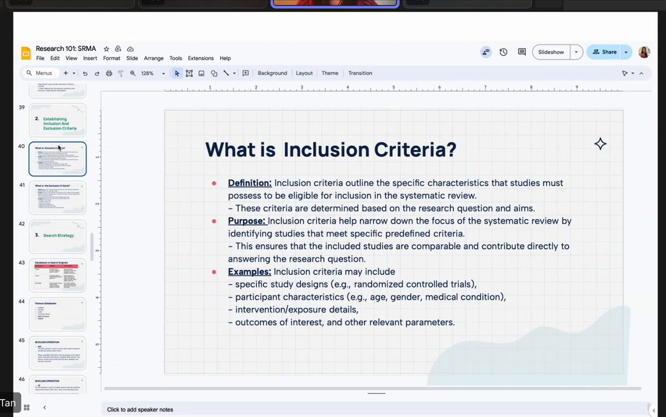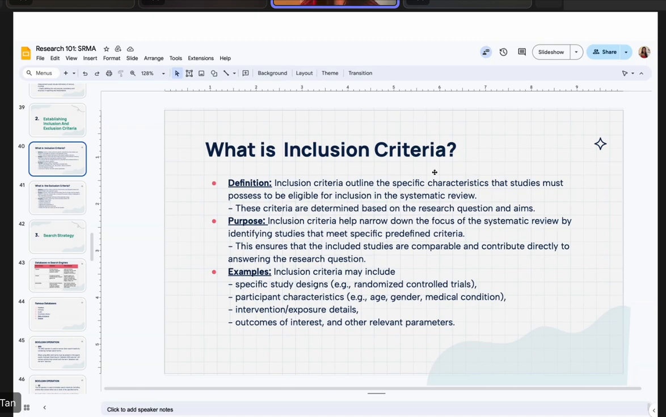Inclusion criteria outlines the specific characteristics that studies must possess to be eligible for inclusion in the systematic review. These criteria are determined based on the research question and aims. Inclusion criteria help narrow down the focus of the systematic review by identifying studies that meet specific predefined criteria. This ensures that the included studies are comparable and contribute directly to answering the research question.